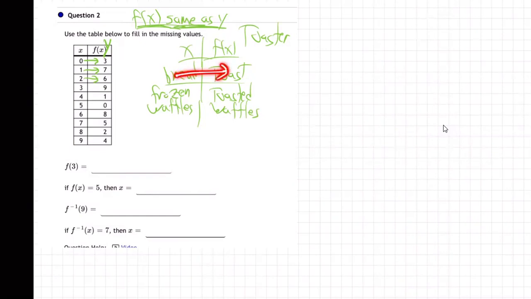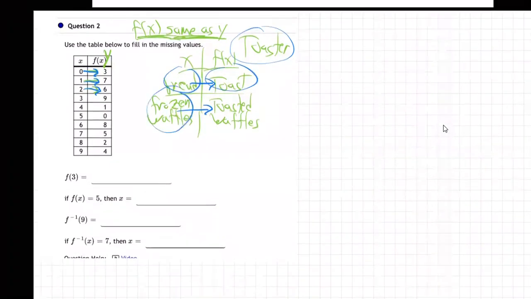Just input, output, right? That's all we're talking about in this. Bread leads to toast. Frozen waffles lead to toasted waffles. Just like 0 leads to 3 and 1 leads to 7 and 2 leads to 6, etc. It's a connection between inputs and outputs. The toaster turns the input bread into output toast, the input frozen waffles into output toasted waffles. In the same way, this function f of x, whatever it is, we don't know, turns the input 0 into the output 3, the input 1 into the output 7, etc.